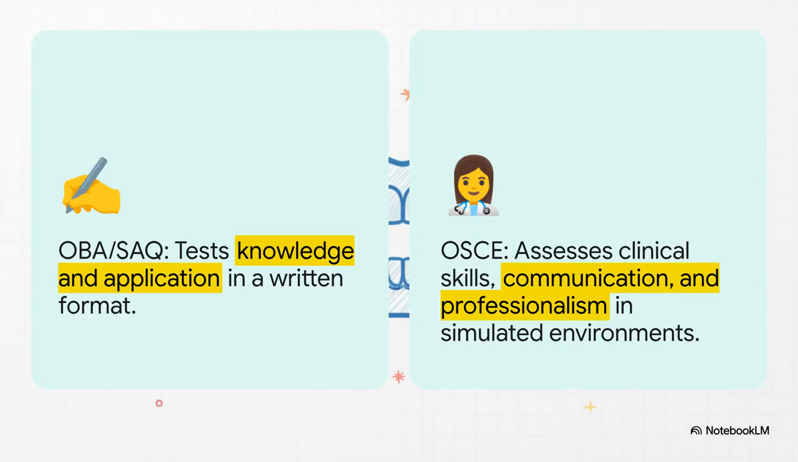First things first, let's just do a quick refresh so we're all on the same page. On one side, you've got your one best answer and short answer questions, OBAs and SAQs. These are kind of the workhorses for testing foundational knowledge and how students apply it. Then on the other side, we have the OSCE, the Objective Structured Clinical Examination. That one's all about assessing those hands-on clinical and communication skills in a simulated real-world scenario. And believe it or not, AI can actually help draft pieces for all of these.